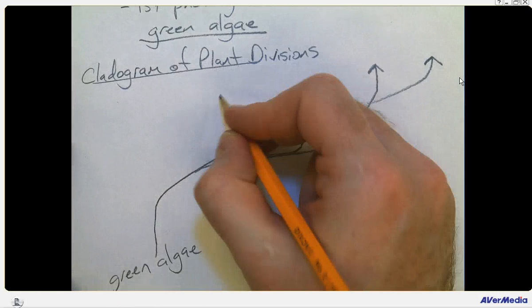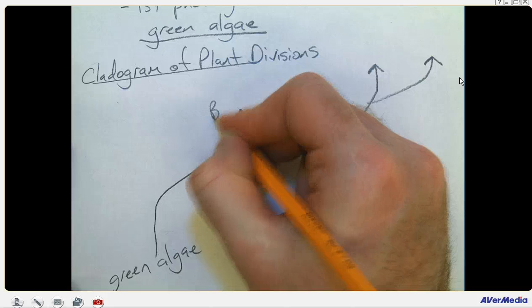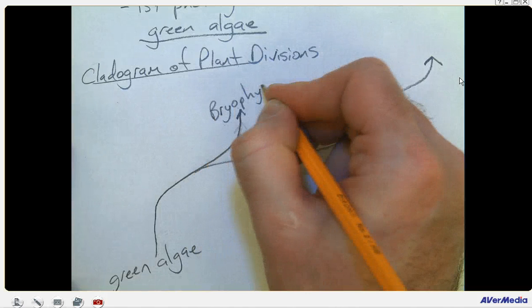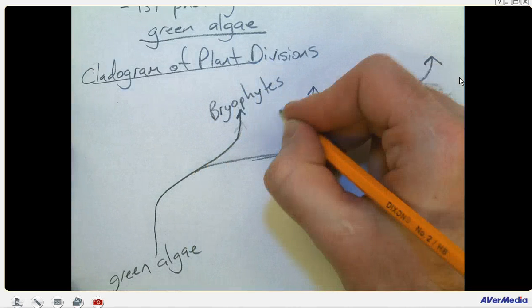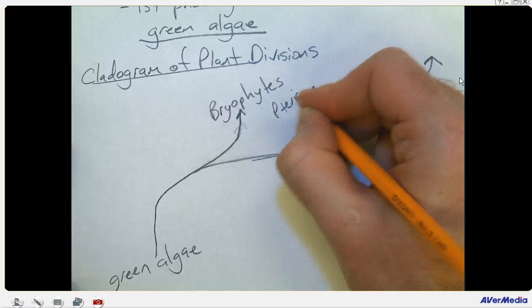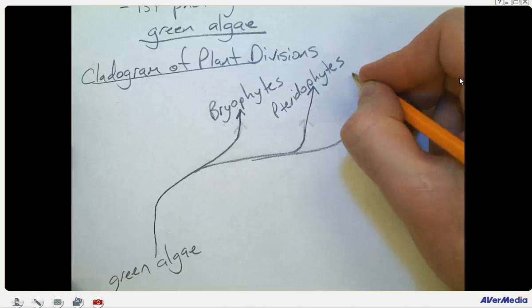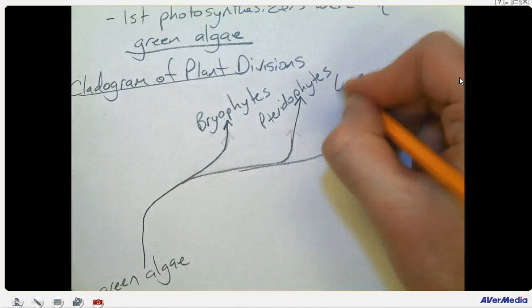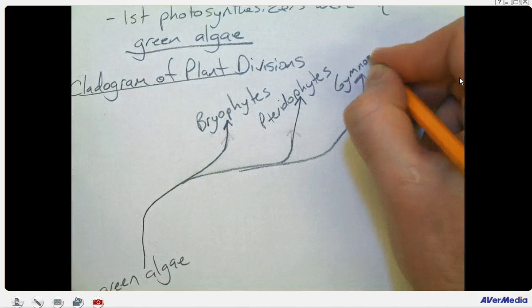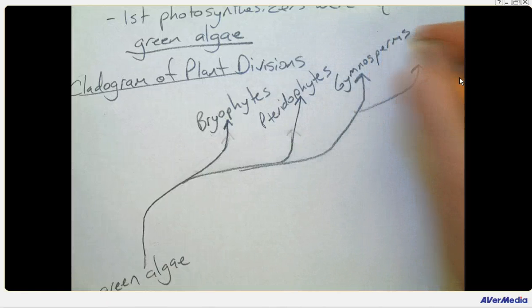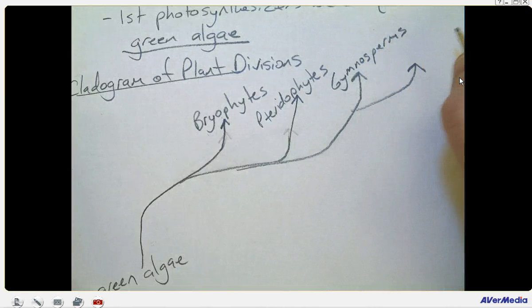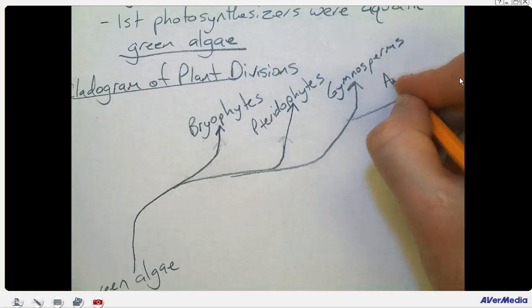The most ancient plants are the bryophytes that are truly considered plants. Then we have ferns. Then we have the gymnosperms. And then finally, the last thing we find evolving as far as plants are the angiosperms, or flowering plants.